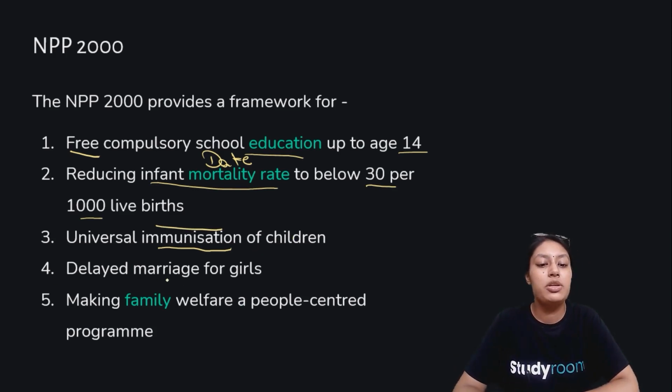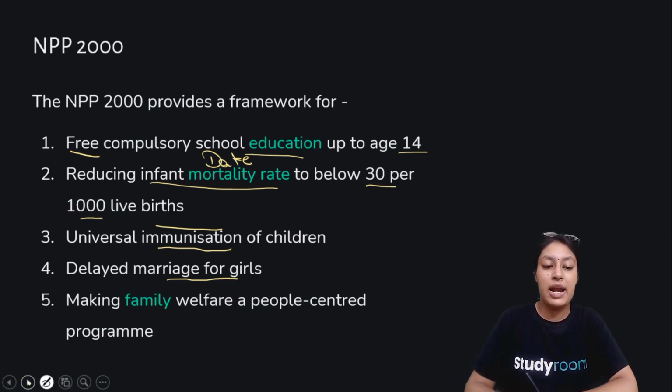Fourth is delayed marriage of girls. Yes, child marriage again was a very serious problem. So NPP focused on delaying child marriage for girls so that they could be properly nourished and the girl child especially would be properly taken care of. Fifth is making family welfare a people-centered program. Okay, this almost means the same as parenthood or planning in a responsible and planned way.